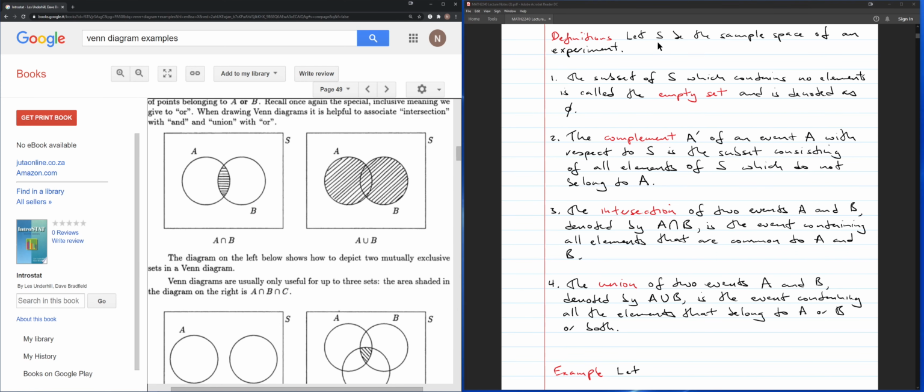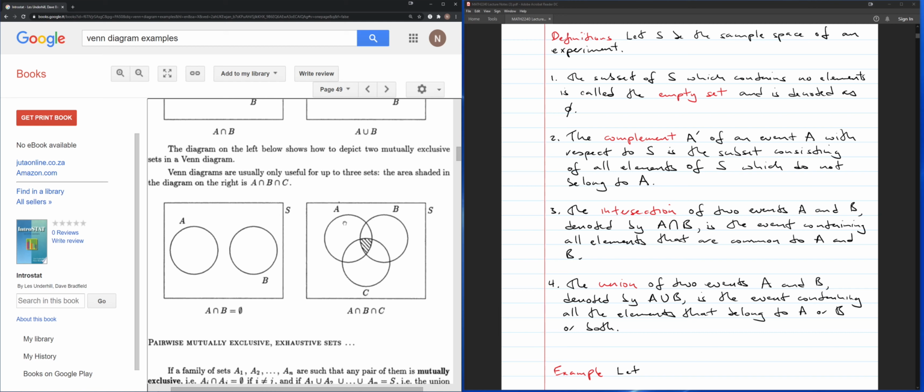If we have our sample space and we consider a subset that doesn't contain any elements, then that subset is called the empty set and is denoted by this phi over here. This empty set is with reference to the big sample space S. I can't really indicate an empty set diagrammatically like A and B, but you can get an idea of what it is from this picture here.